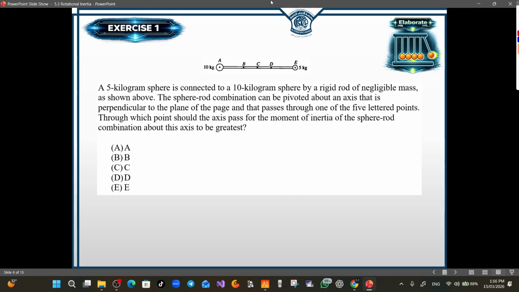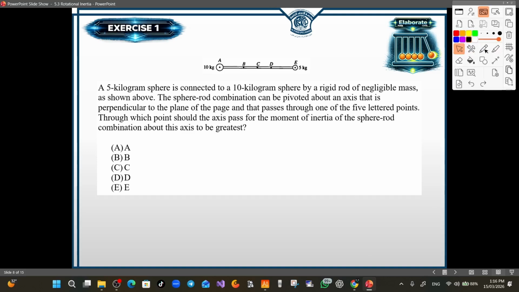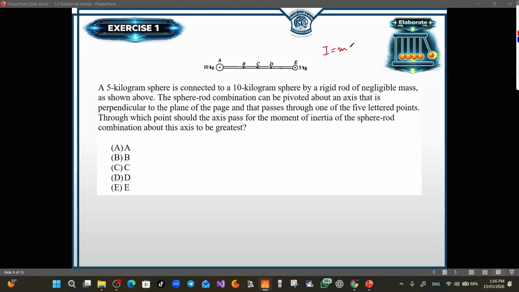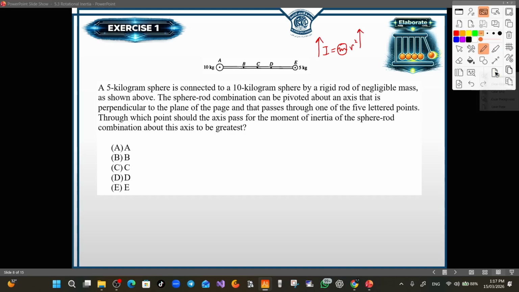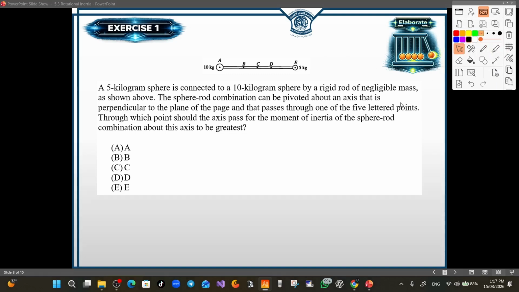So for a given mass, to make I as large as possible, the mass should be as far as possible from the axis of rotation. Because according to the formula, I is equal to m r squared. So for a given mass, as the r increases, the moment of inertia increases. Now, for a system of masses, to get the maximum moment of inertia, we place the heavier object at the greatest distance from the axis of rotation.